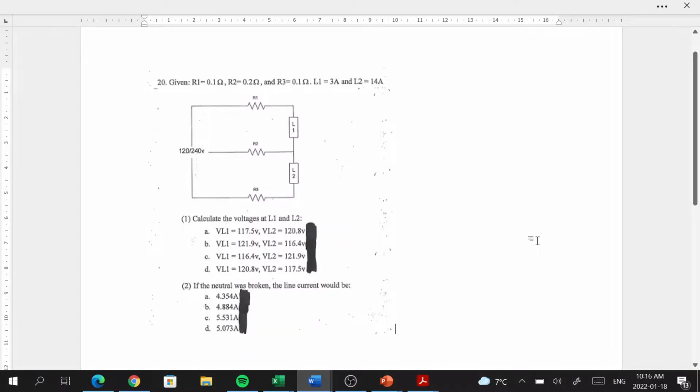All right, so I'm going to go over question 20 from the practice final that I handed out on Friday. And as you can see here, we're dealing with a typical three-wire circuit.